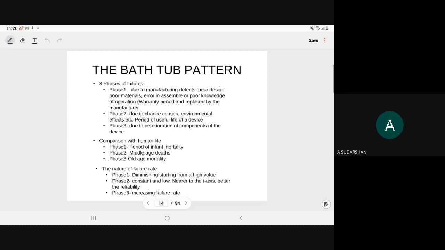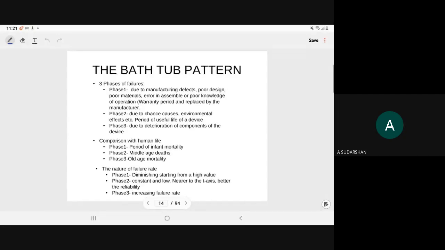Then phase two: we have the constant failure rate for a long period. Useful life is for a long period and has a constant failure rate. So in phase two, we have failure due to chance causes, accident, environmental effect, the period of useful life of a device. Phase three: due to the deterioration of the components of the device.